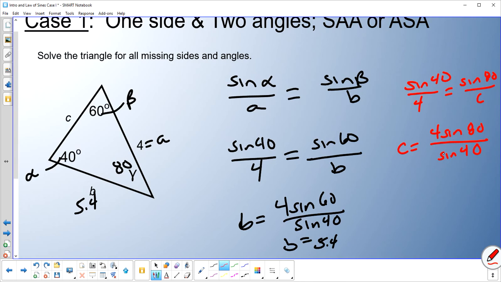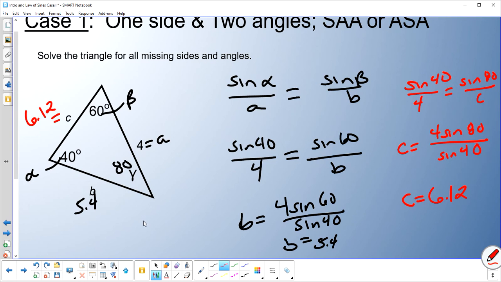Again, we need to really make sure that we are in degrees, and we should get that C is 6.12. So we get 6.12, and that's how we solve the law of cosines, or I'm sorry, the law of sines when we have case 1, so two angles and one side.